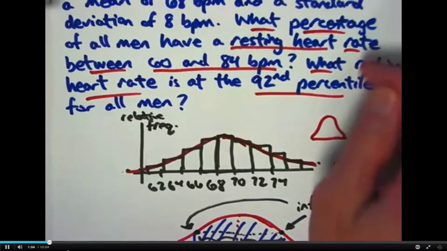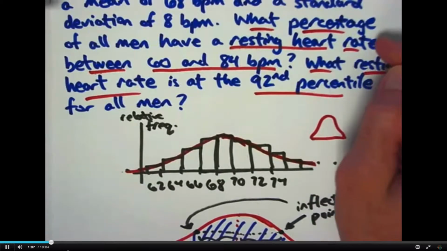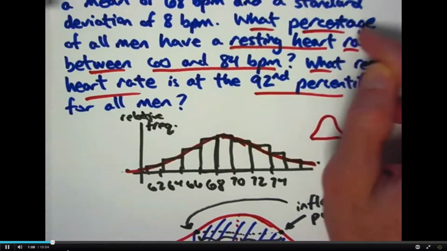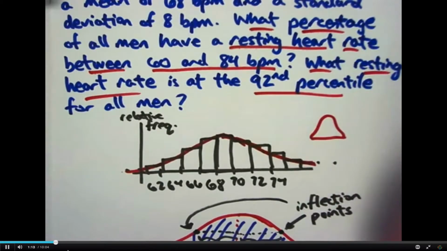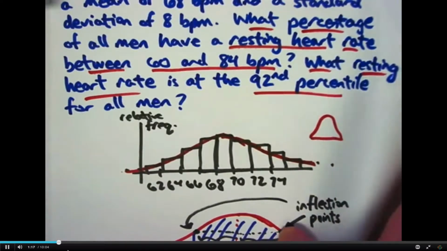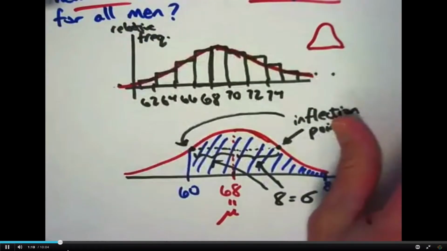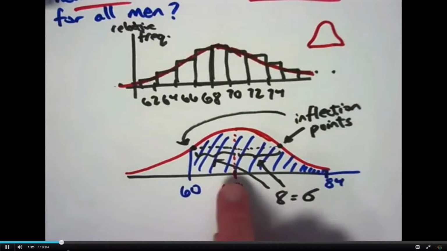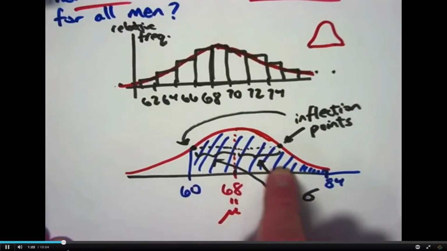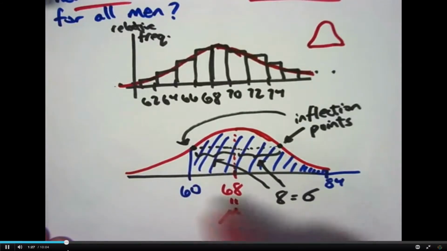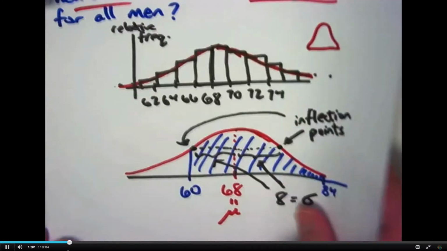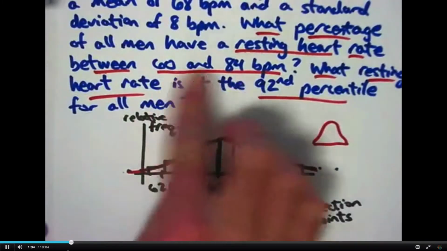And we want to answer two questions. The first question is what we're focusing on here: what percentage of all men have a resting heart rate between 60 and 84 beats per minute? The key takeaway from the first video at the very end was that the answer to that question is found by calculating the area shaded in blue here under the curve, to the right of 60 and to the left of 84, between 60 and 84, because those are the numbers that we have up here.